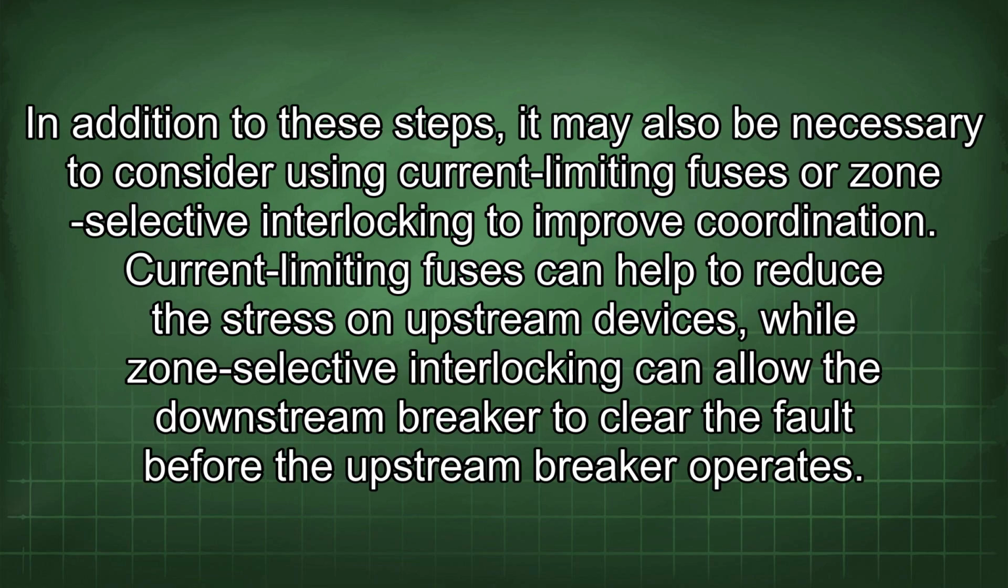In addition to these steps, it may also be necessary to consider using current-limiting fuses or zone-selective interlocking to improve coordination. Current-limiting fuses can help to reduce the stress on upstream devices, while zone-selective interlocking can allow the downstream breaker to clear the fault before the upstream breaker operates.